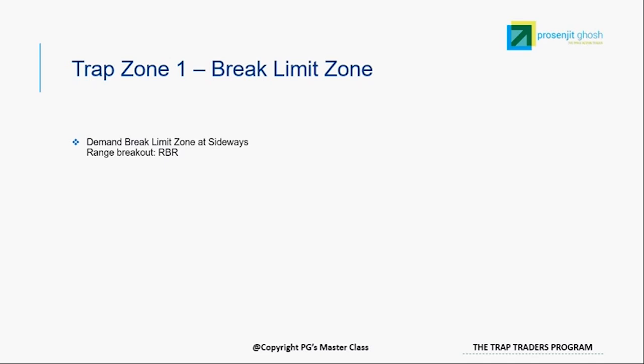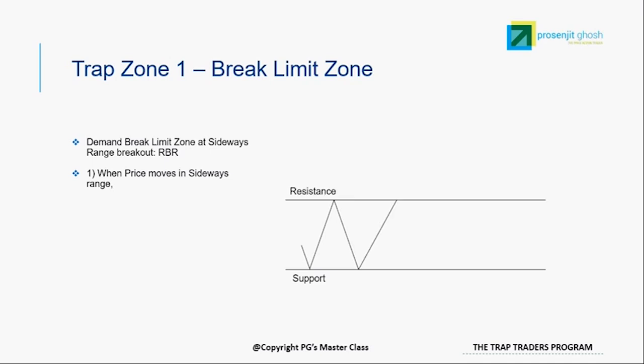So where to find them? One, demand break limit zone at a sideways range breakout, rally based rally. There you can always find a break limit zone. When price moves in a sideways range like this, right, support and a resistance, this is a sideways range, a breakout happens and price closes above the resistance, right?